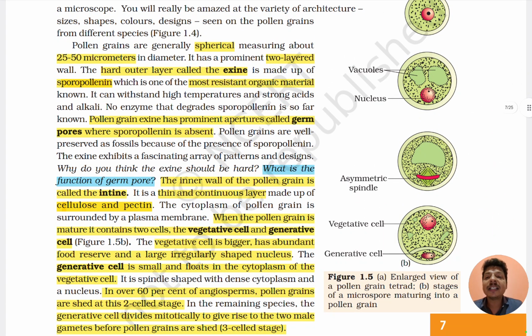Now, pollen grains are generally spherical, measuring about 25 to 50 micrometer in diameter. It has a prominent two-layered wall. The hard outer layer is called exine, which is made up of sporopollenin, which is one of the most resistant organic materials known. It can withstand high temperatures and strong acids and alkalis. Till now, there is no enzyme that can degrade the sporopollenin. And pollen grain exine has a prominent aperture that is called germ pore, where the sporopollenin is absent. We already saw it in the PDF diagrams.